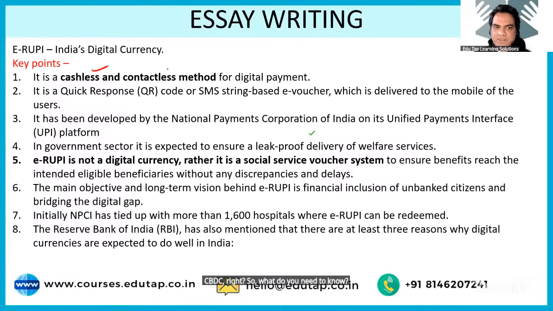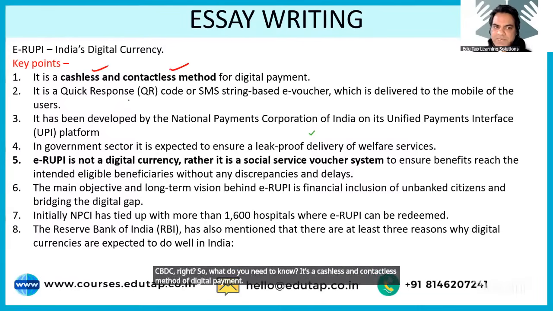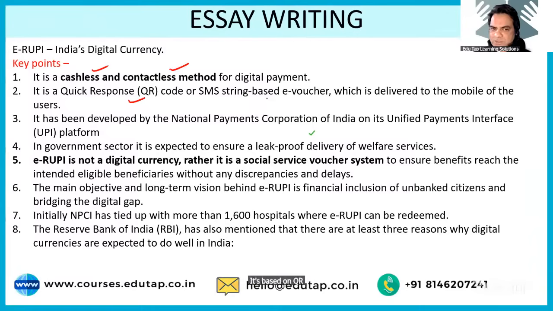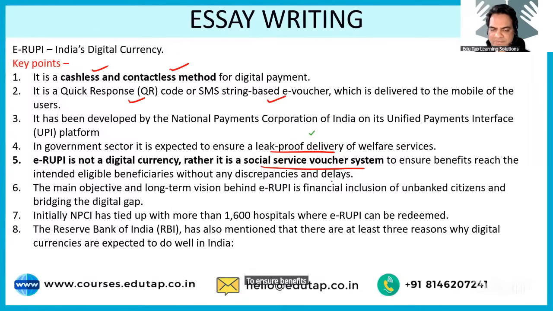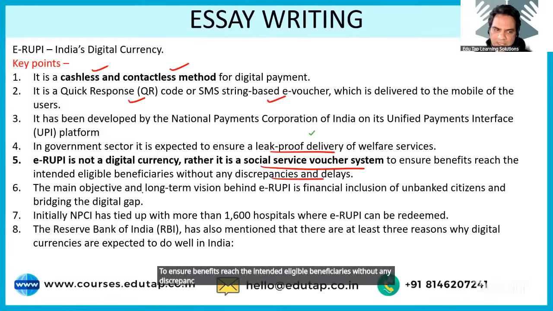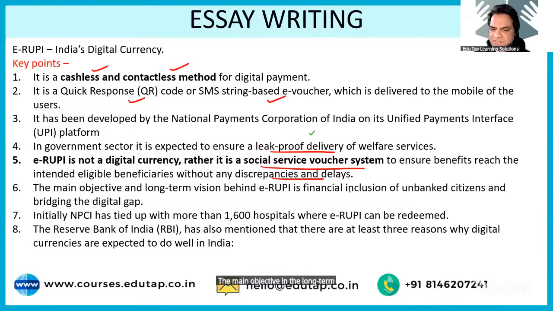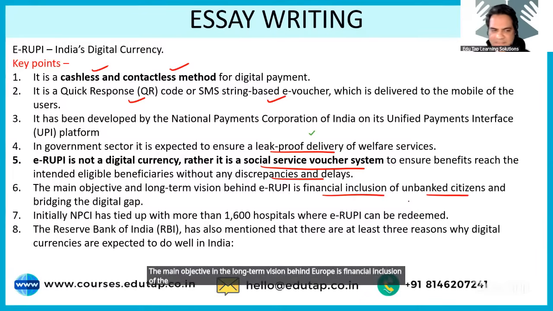It's a cashless and contactless method of digital payment. It's based on QR code, and it is also an SMS string based e-voucher, which is delivered to the mobile of the user. It has been developed by NPCI on the UPI interface. Government sector use is expanded to ensure leak-proof delivery of welfare services with the help of e-rupee. E-rupee is not a digital currency, rather it's a social service voucher system to ensure benefits reach the intended eligible beneficiaries without any discrepancies and delays. The main objective and the long-term vision behind e-rupee is financial inclusion of the unbanked citizens and bridging the digital gap. So that is the benefit.